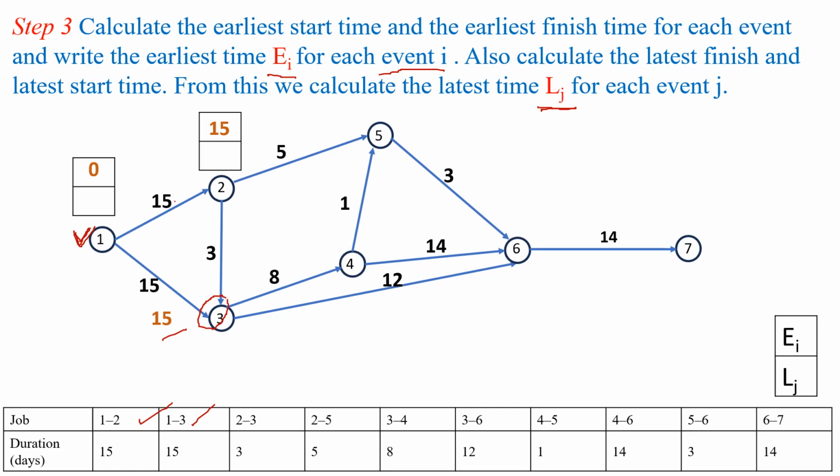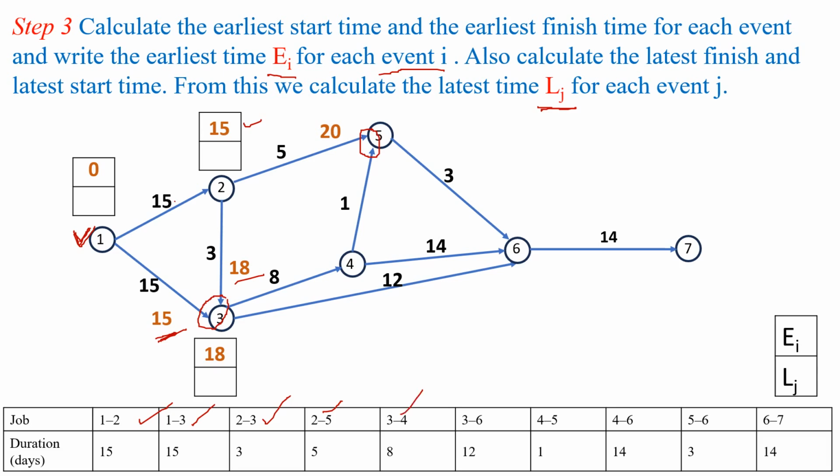Next we have to observe the activity 2 to 3. For activity 2 to 3 start time is 15 and finish time will become 15 plus 3, 18. So among the 18 and 15 we have to consider the maximum value, that is 18. Next we have to look at the activity 2 to 5. So for activity 2 to 5 start time is 15 and finish time will become 15 plus 5, that is 20. Here also observe that event 5 is a merge event for the activities 2 to 5 as well as 4 to 5.